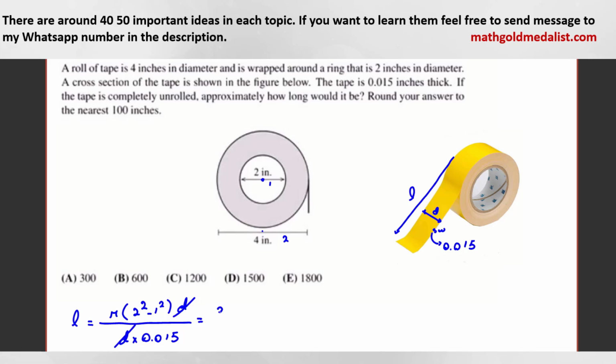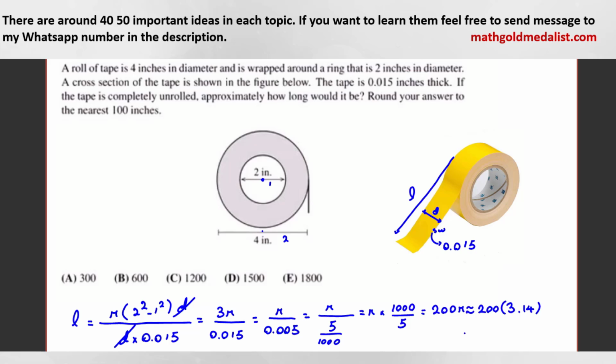So it will be 3 pi over 0.015. We can cancel 3 from both numerator and denominator. It will be pi over 0.005, which is pi over 5 over 1000. So it will be pi times 1000 over 5. 1000 over 5 is 200, so it will be 200 pi. Pi is around 3.14.